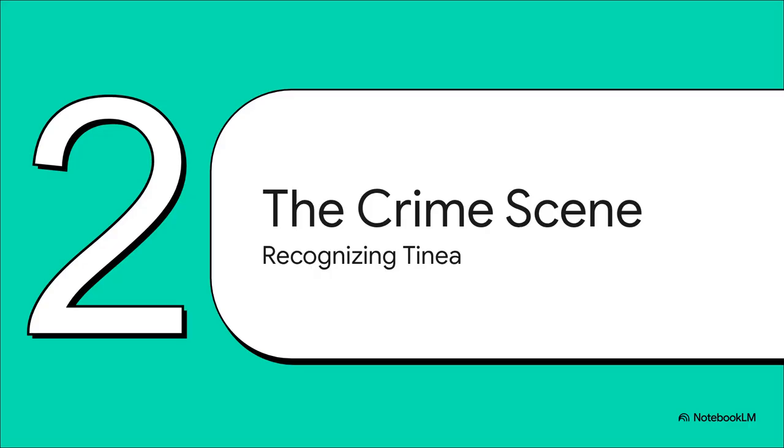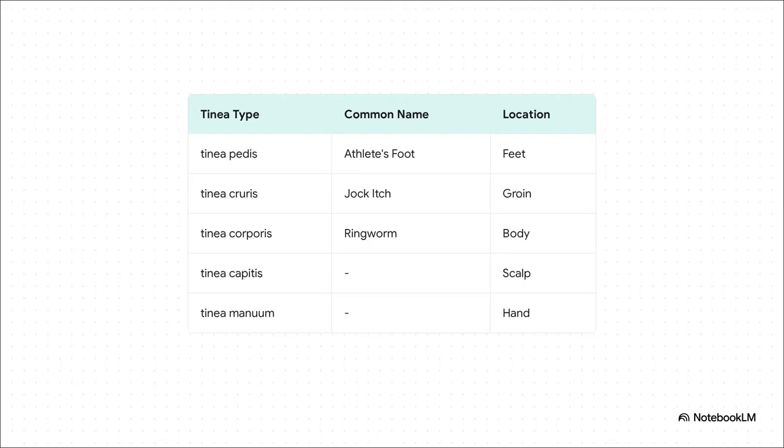Okay, so we know who the bad guys are. Now let's move on to the crime scene. How do we spot these infections when they walk through the clinic door? This table right here, this is your high-yield cheat sheet. The naming is actually super simple. It's tinea plus the Latin word for the body part it's on. So tinea pedis is on the feet. That's athlete's foot, and you'll often see it in a classic moccasin pattern. Tinea cruris is jock itch in the groin. Tinea corporis is that classic ringworm on the body. Tinea capitis is on the scalp, and tinea manuum is on the hand. Just remember, in dermatology, location is everything.